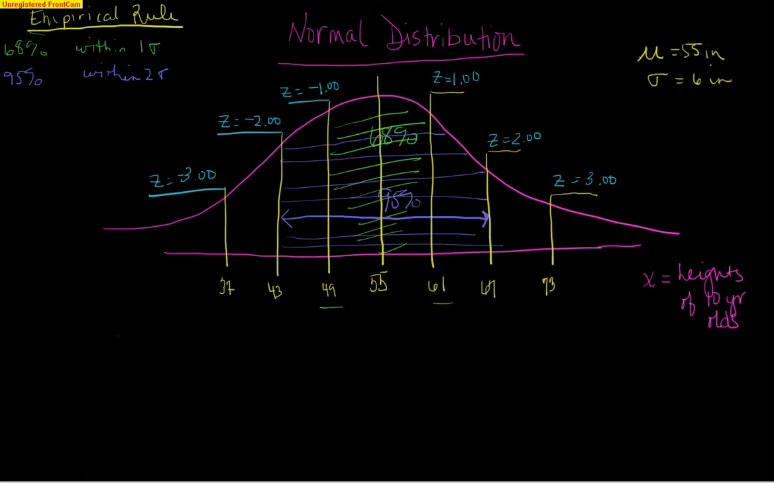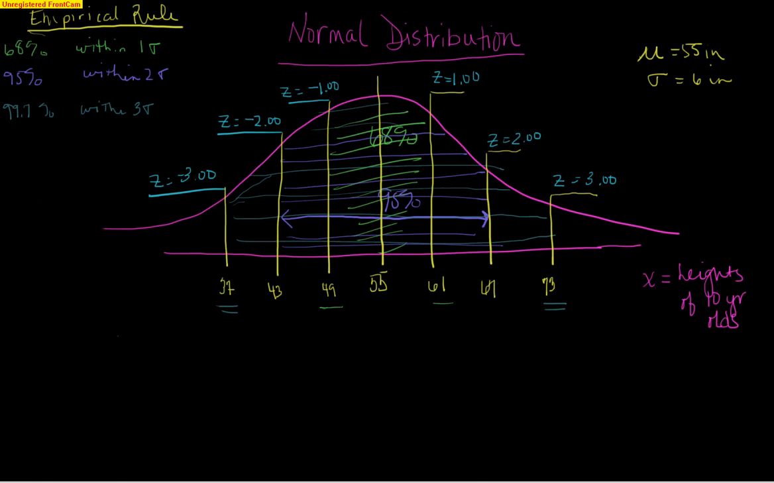And then lastly, we'll take a look at the 3. 99.7% of our data are within 3 standard deviations. Outside of 3 standard deviations, it starts to get so unusual that we hardly even consider it. So, in other words, 99.7% of 10-year-olds are going to be between the heights of 37 inches and 73 inches.